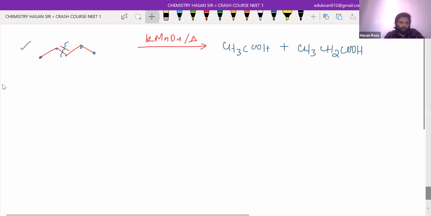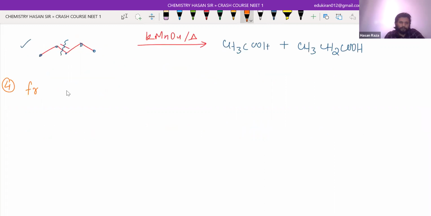Now we are going for the fourth one, which is from nitriles and amides.